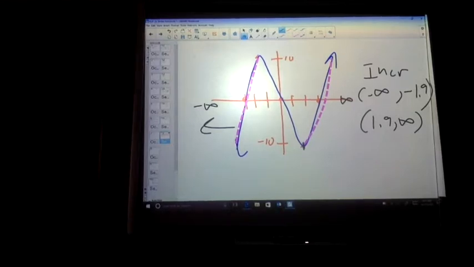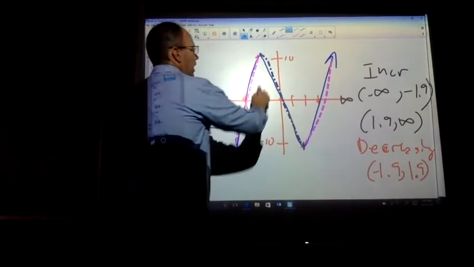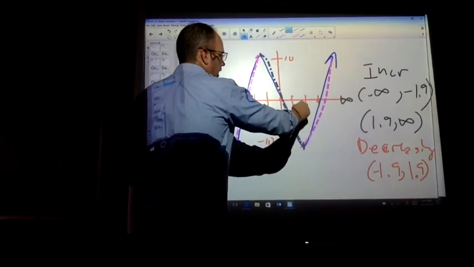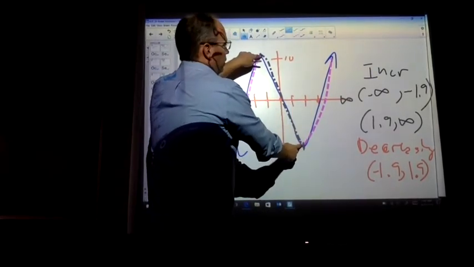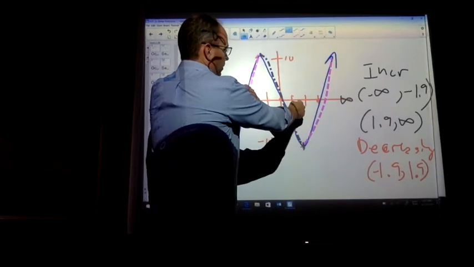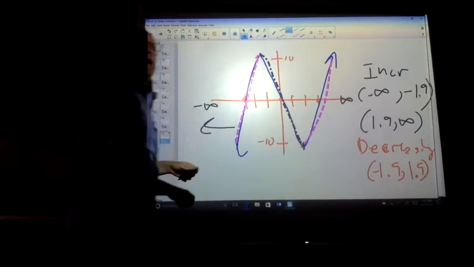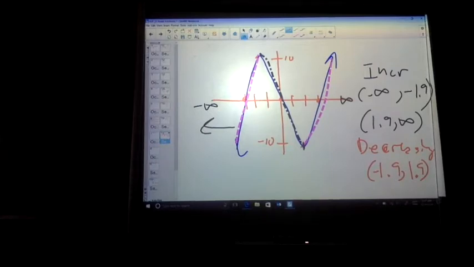Okay? Where is the graph decreasing? So from here to here, we have decreasing. Okay? So that means the slope would be what? Negative. So from negative 1.9 to positive 1.9. So from here in the x direction to here in the x direction, between these two points, if I come up to my x components, you have a decreasing slope.